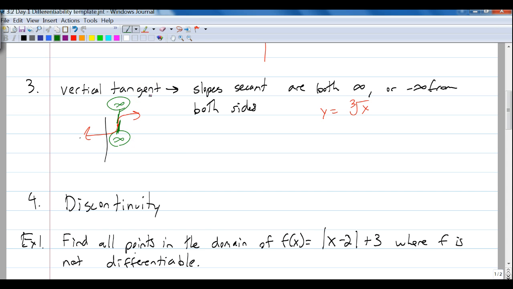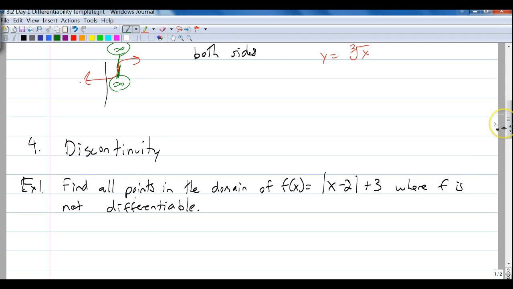And then finally, a discontinuity. You cannot take a derivative at something that's not continuous. That could be anything: a jump, a removable discontinuity, a non-removable discontinuity, or an infinite discontinuity. You can't take derivatives at any of those places.